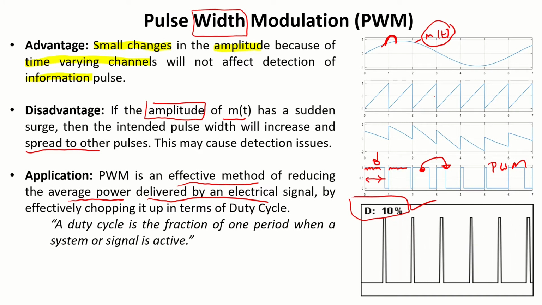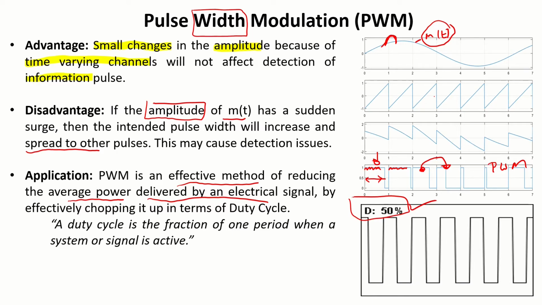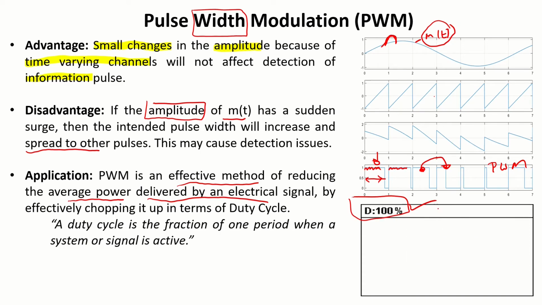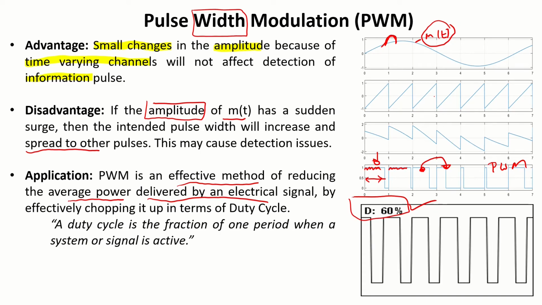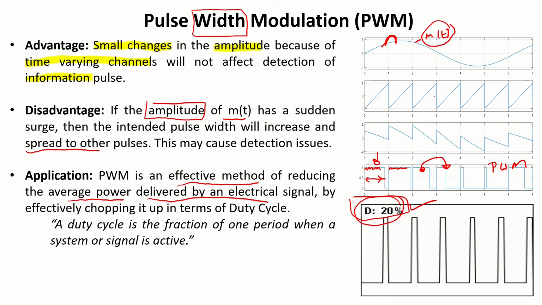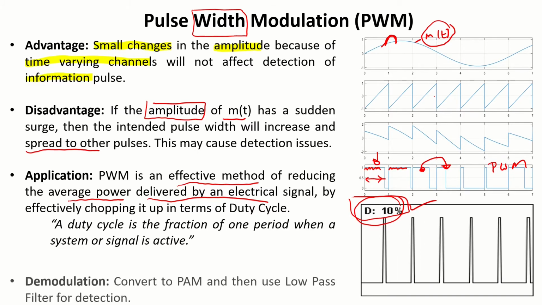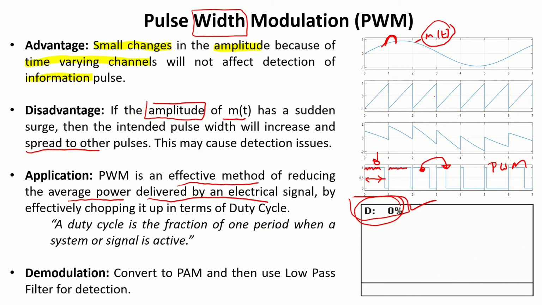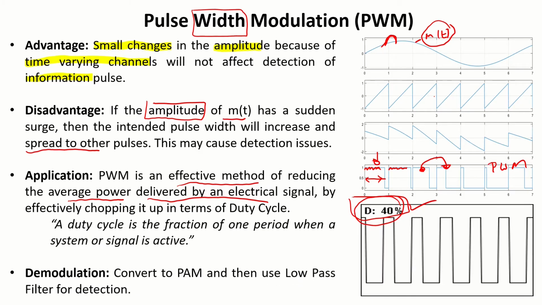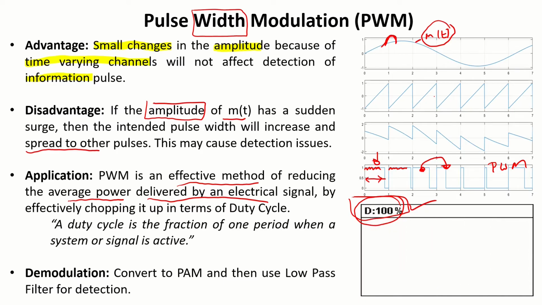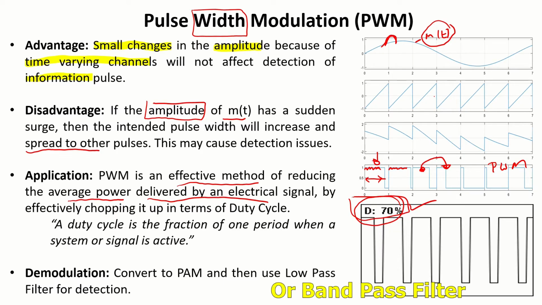So the amount of duty cycle, or the percentage or fraction of a signal that we are considering, would have an effect on the average power. For example, right now the average power is maximum, and at 50% the average power would be half, and so on. And lastly, for the demodulation, we convert the pulse width modulation to a pulse amplitude modulation, and thereby we use a low pass filter for detection.